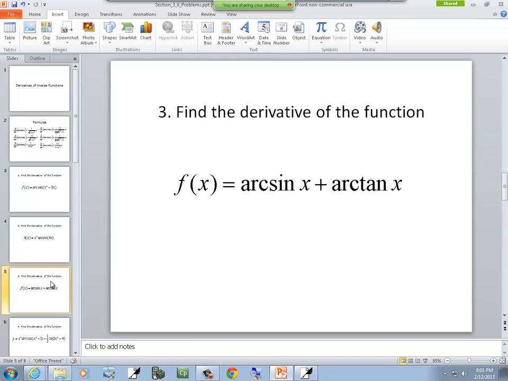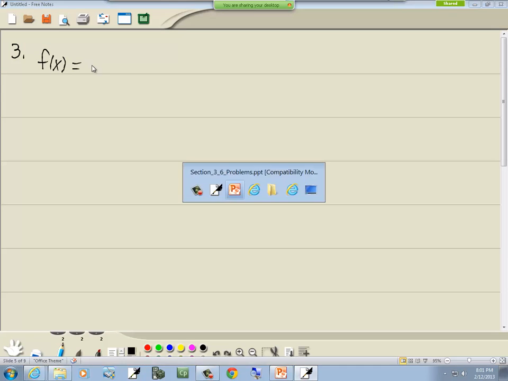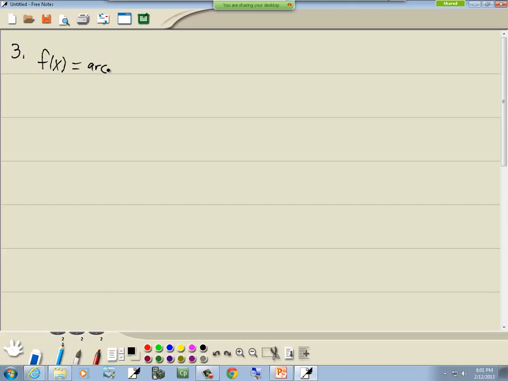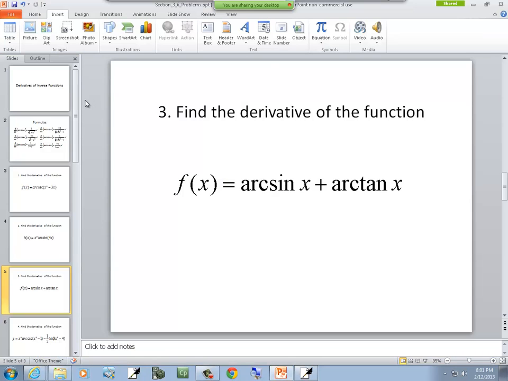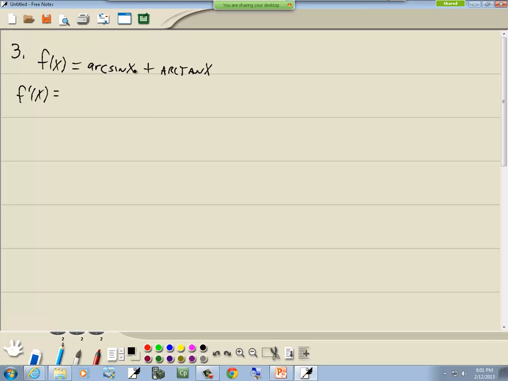Okay, let's take a look at this one. Got f of x equals arc sine x plus arctangent x. And we want to find the derivative. So let's take a look at our formulas. Now notice these here are single x's, so I don't need to worry about putting the u prime on at the end. I'll just plug the x in for the u and then call it good.